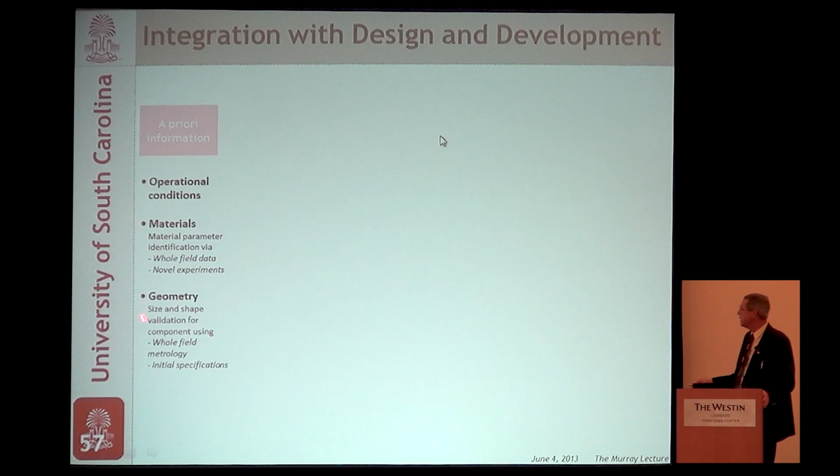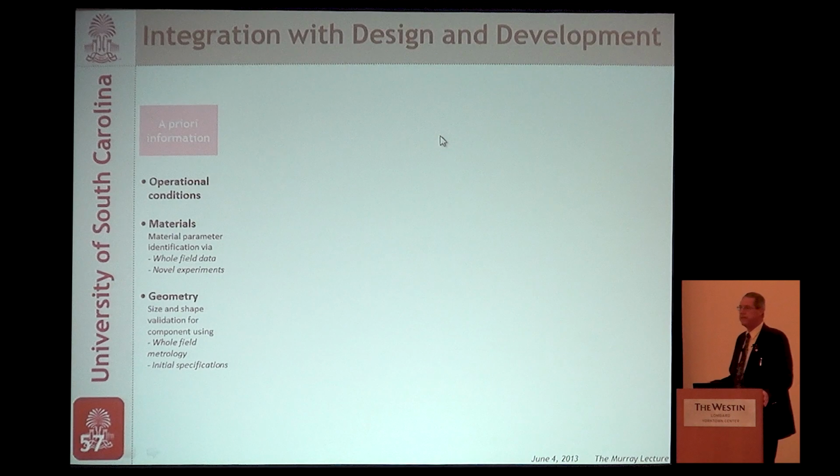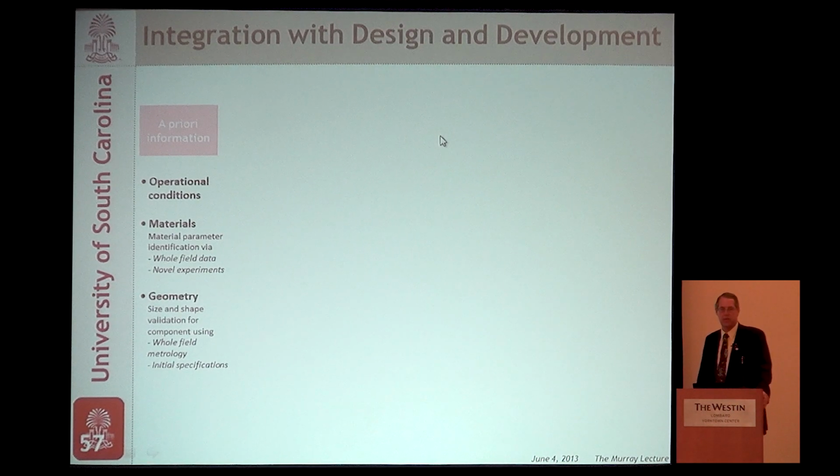Same way with geometry, size and shape. We can measure shape all day, and with CT systems, we can measure internal shape at the same time. Put those together, and what do you have? You have an a priori information set that's far greater than we've had in the past. And it's experimentally measurement-based, not guesstimate.